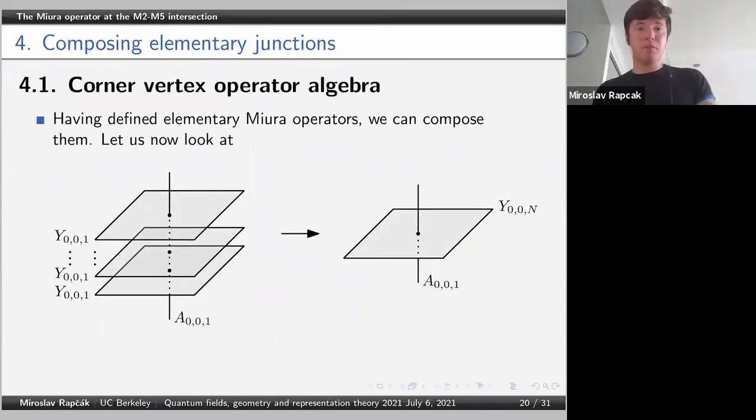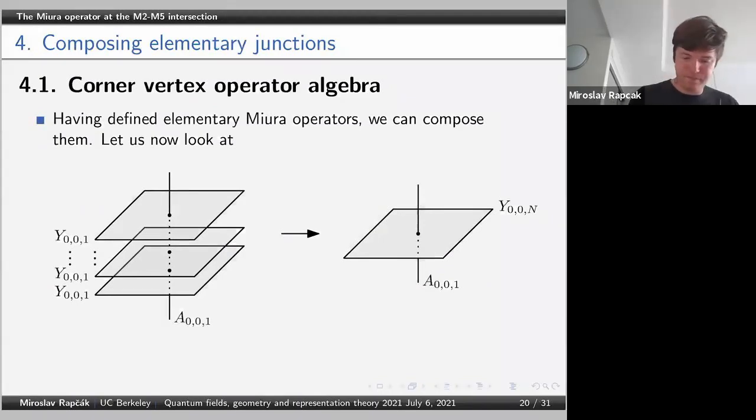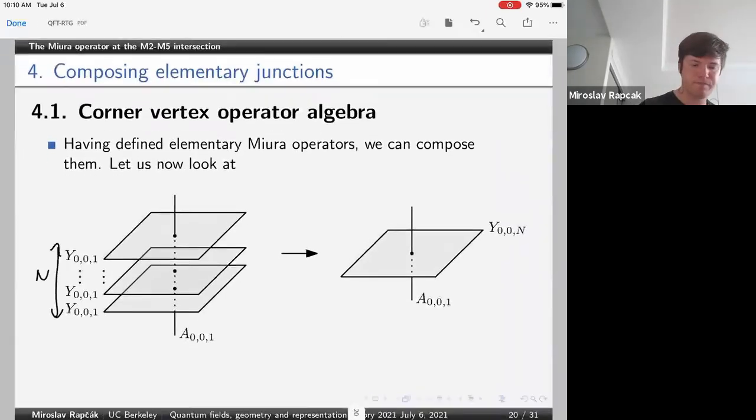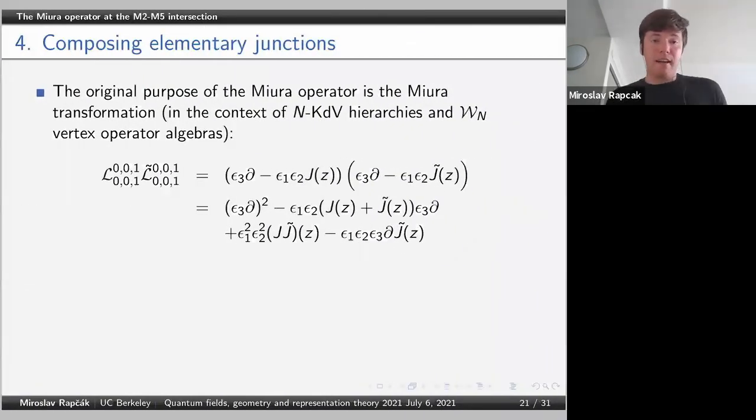Okay, so let me now move to building up more complicated junctions by fusing or taking products of the Miura operators and defining what the algebras of general N1, N2, N3 are. Here what I do, I take an intersection of a single M2 brane with a copy of n different M5 branes, and I try to fuse them together. So at the level of Miura operators, this is nothing else but taking the product of multiple Miura operators. And this is actually the original purpose of the Miura operator, called the Miura transformation, that people in KP hierarchies and W-algebra and vertex operator algebra literature use quite heavily.